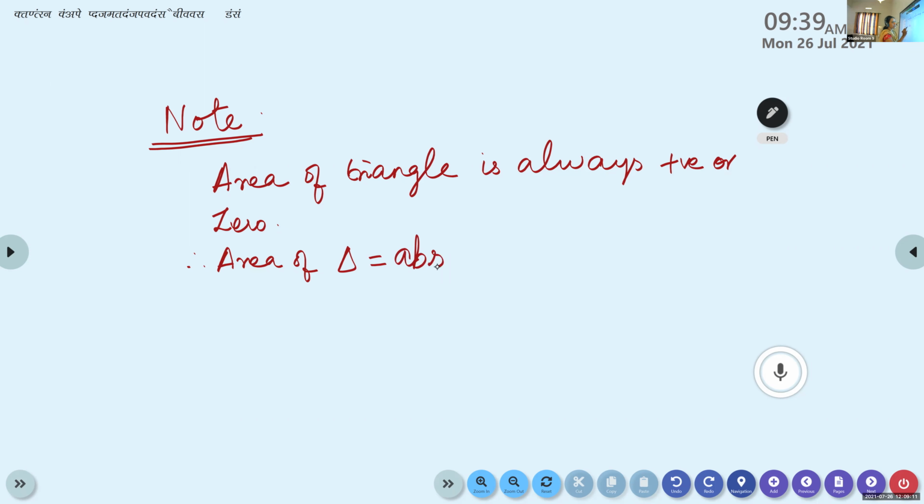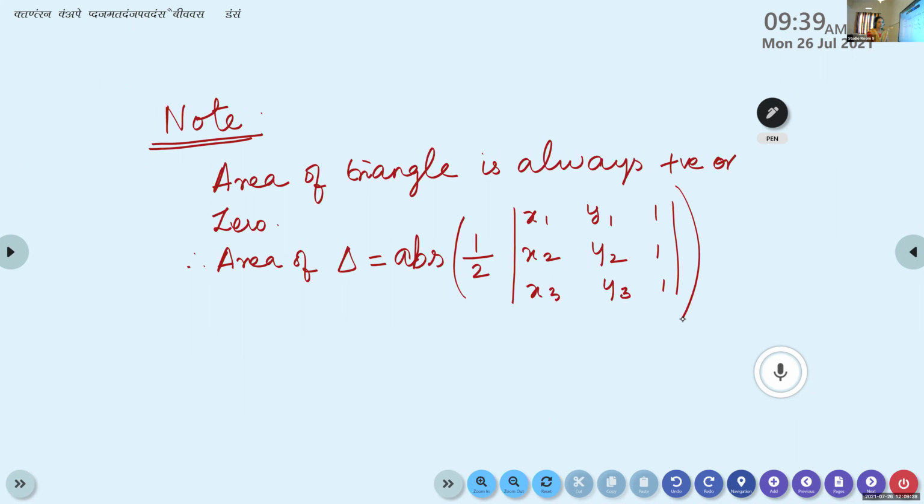Look at the notation, children. We write ABS for the absolute value of half of the determinant with rows x1, y1, 1; x2, y2, 1; x3, y3, 1. We learned the formula as half of, but here we take the absolute value. Why? In some cases, we get the value of the determinant as negative. To take the positive numerical quantity, we write this as the absolute value. So this is the first point.